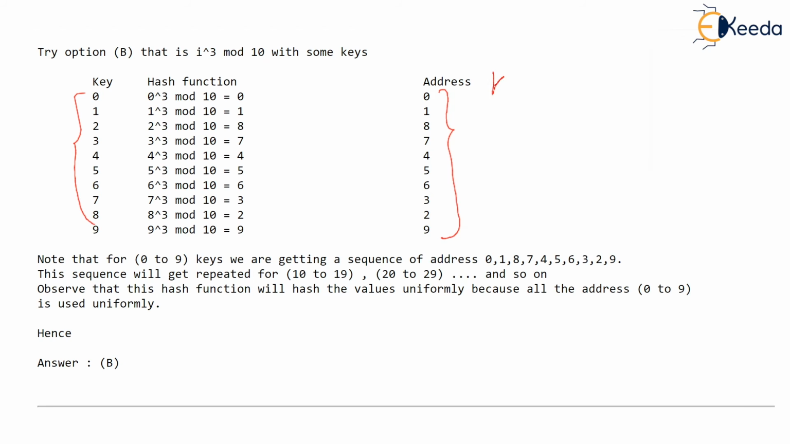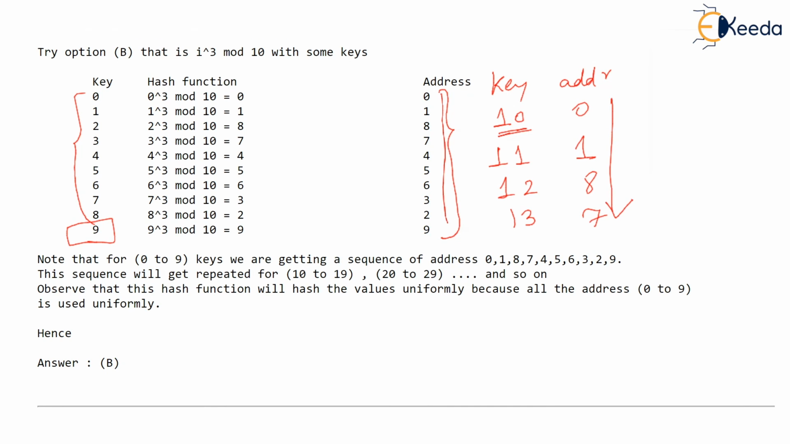Now if you try it on your own, the next key 10, after the ninth key, will obviously give us the address 0. Just check it. 10 cube mod 10 is 0. 11 cube mod 10 will be 1. 12 cube mod 10 will be 8, 13 cube mod 10 will be 7, and so on. Are you understanding? The same sequence is getting repeated. And the good news is all the addresses from 0 to 9 are used. So that's uniform hashing. Then option B is obviously correct.